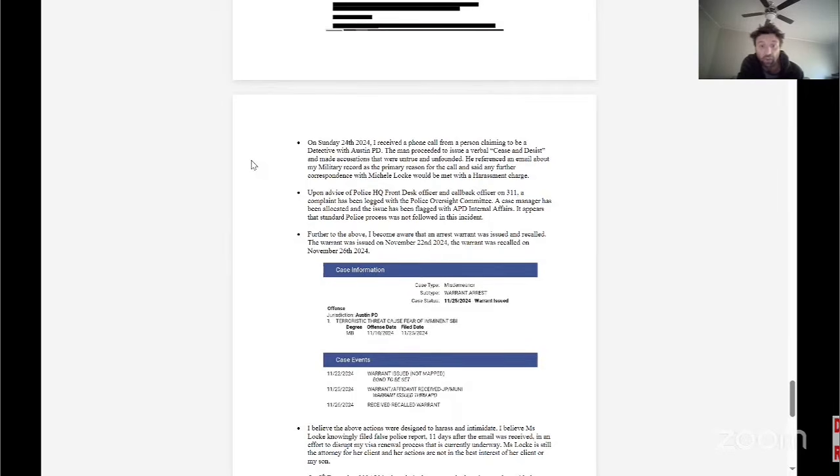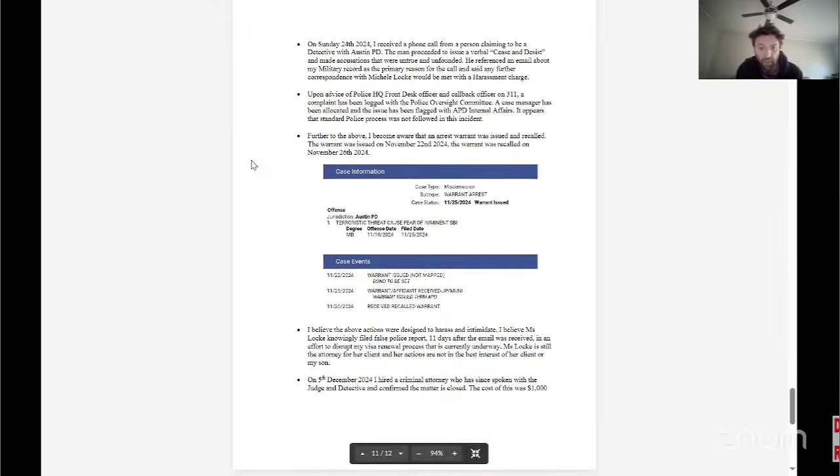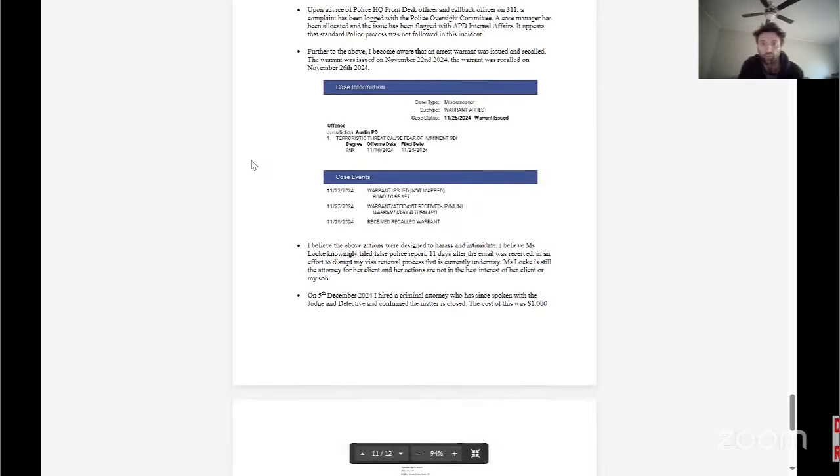Further to the below, I became aware that an arrest warrant was also issued and recalled. The arrest warrant was issued November 22nd, the morning after Ms. Locke made her complaint at police headquarters at 7:30 p.m. at night, and it was subsequently recalled on the 26th, as you'll see below. I believe that the above actions were designed to harass and intimidate. I believe Ms. Locke knowingly filed a false police report 11 days after the emails were received in an effort to disrupt my visa renewal process that is currently underway.